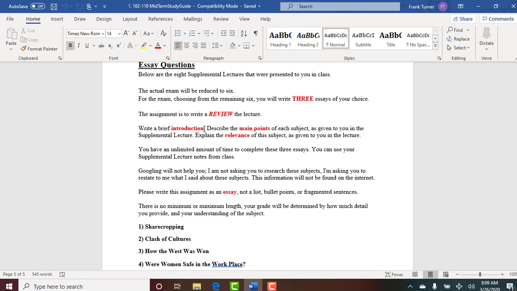Describe the main points of each subject as given to you in the lecture, in the supplemental lecture. So I've given this to you. This shouldn't be difficult. Explain the relevance of the subject as given to you in the lecture. So I've given you that also.